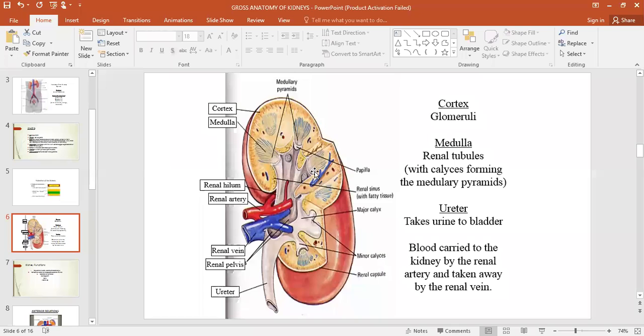Section of the kidney which shows the cortex, the outer layer.